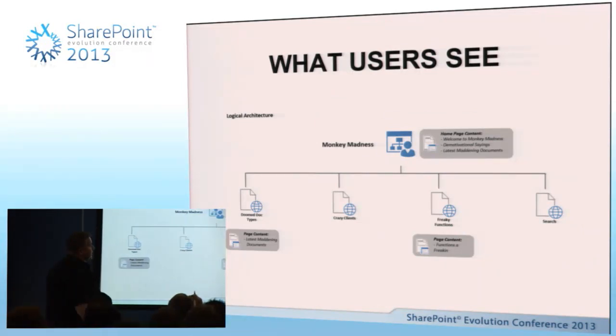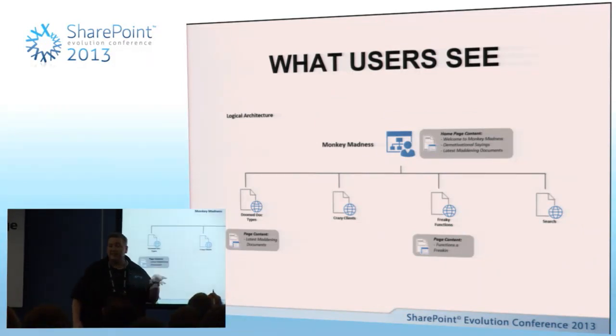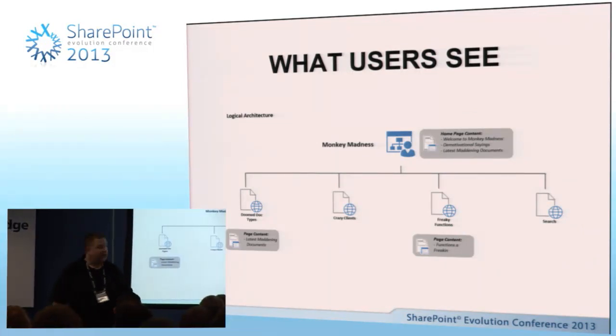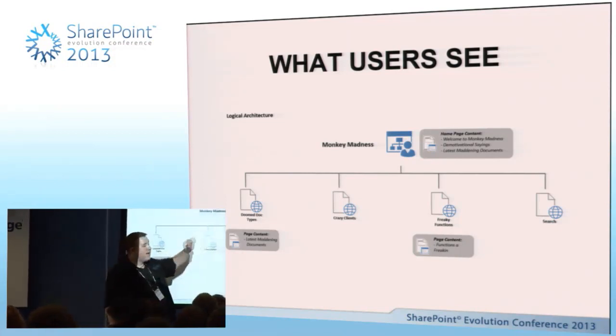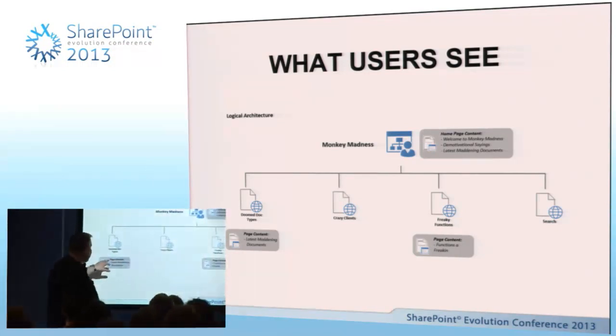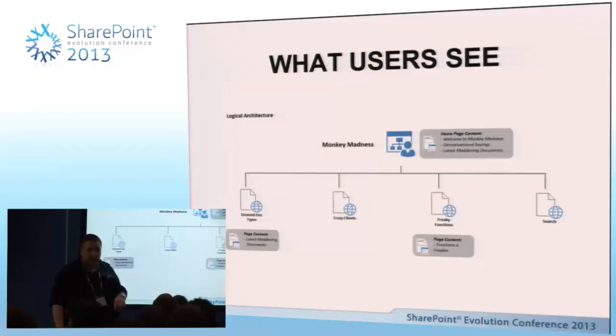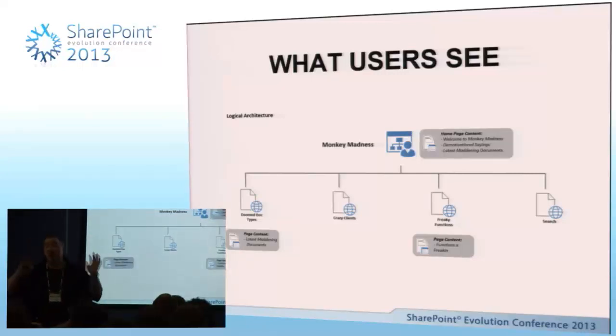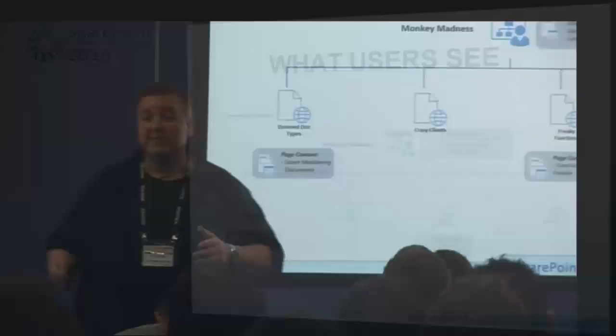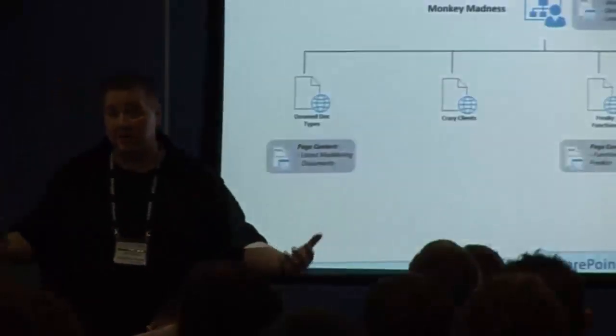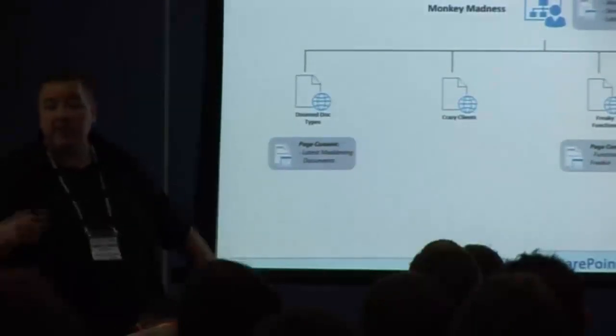So when we look at this from a user perspective, this is all a user is really seeing. They have a few pages. We have our Monkey Madness homepage, and we have 4 different pages inside there: our doom document types, our crazy clients, our freaky functions, and our search page. So we have a very simple architecture. This is all a user would ever see on this site. They go to 4 pages, obviously not a really complex structure, but at the same time, it's very simple for them.